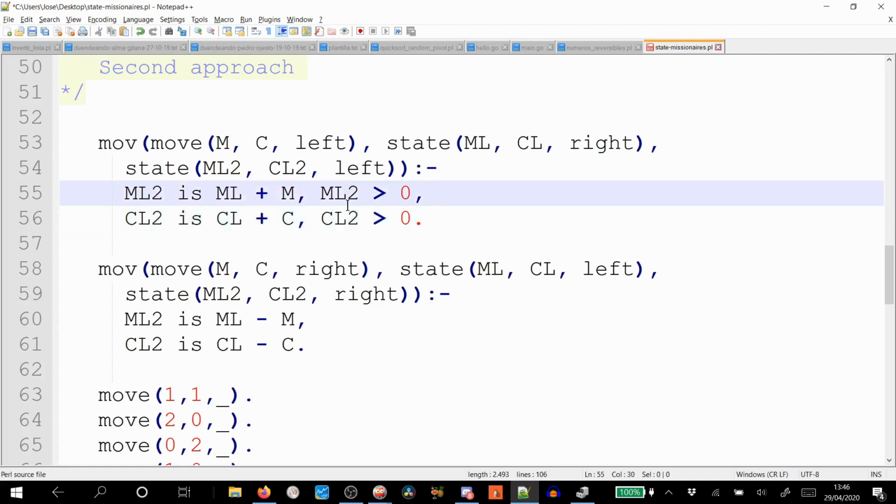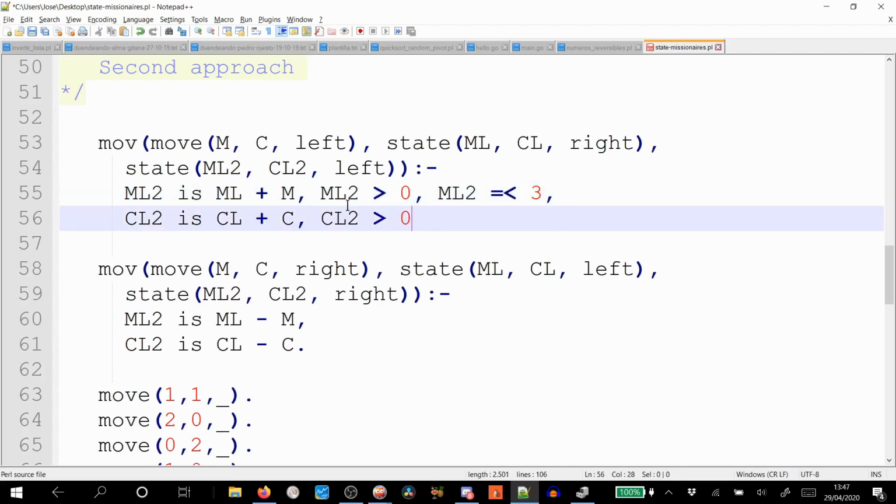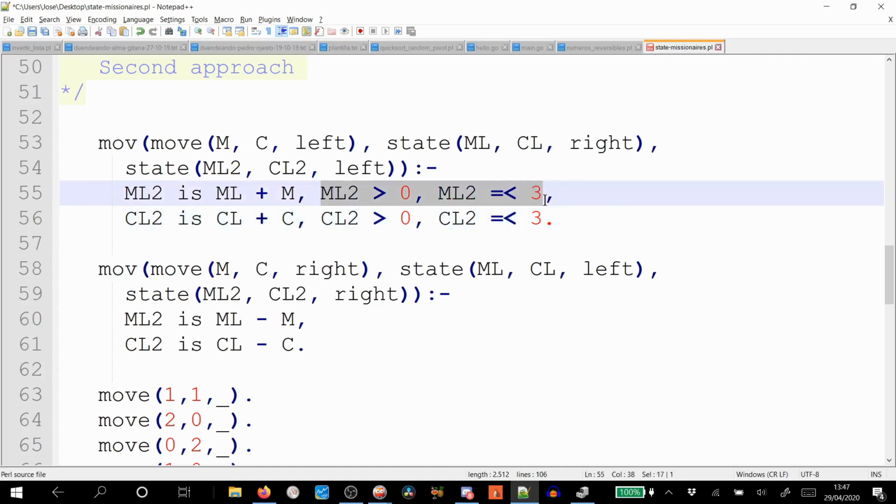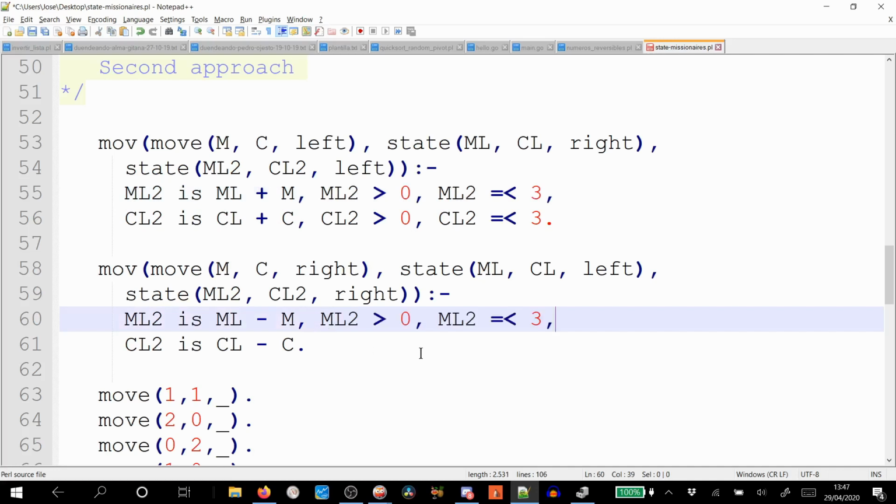And missionaries left 2 has to be equal or less than 3, and cannibals left 2 has to be too. I think with only that we could cut many options, and probably it will finish. Cannibal 2. Let's check now what happened.